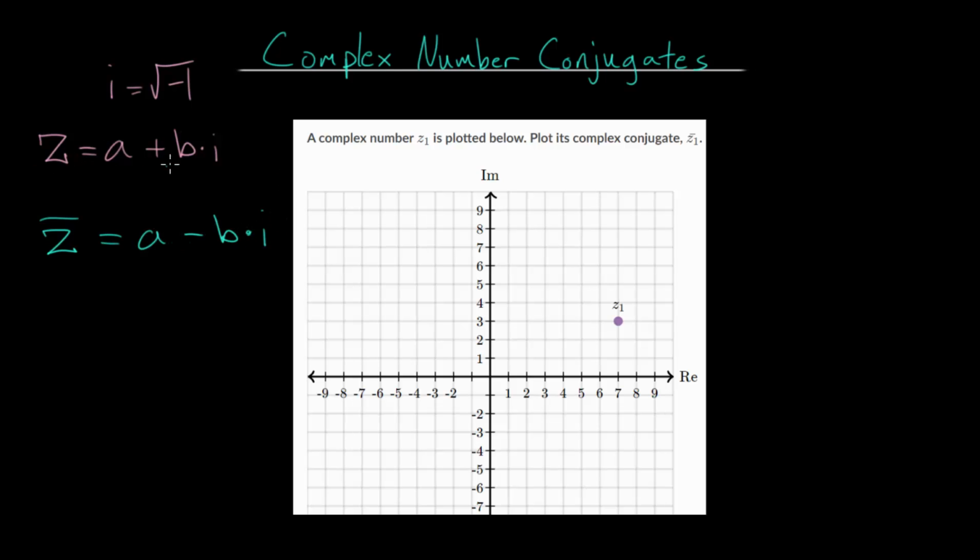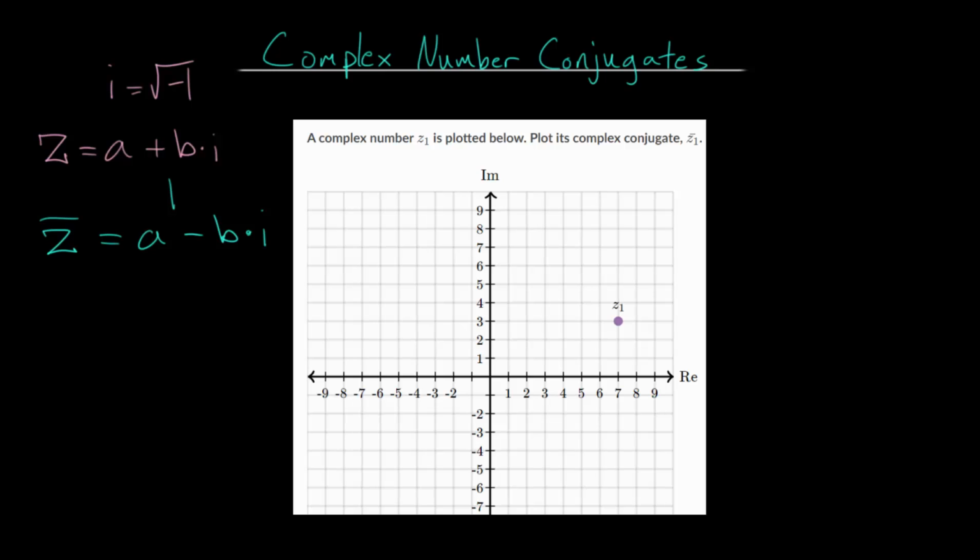So when taking the conjugate of a complex number, you essentially negate the imaginary part. So if it was a positive number, then it becomes negative in the conjugate, or vice versa. If it started negative, then it becomes positive in the conjugate. And once you find the conjugate, these are actually conjugates of each other.